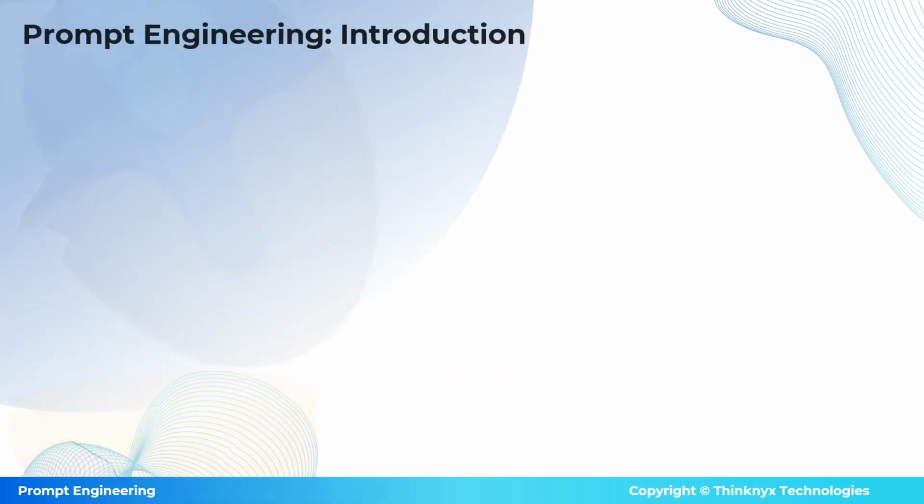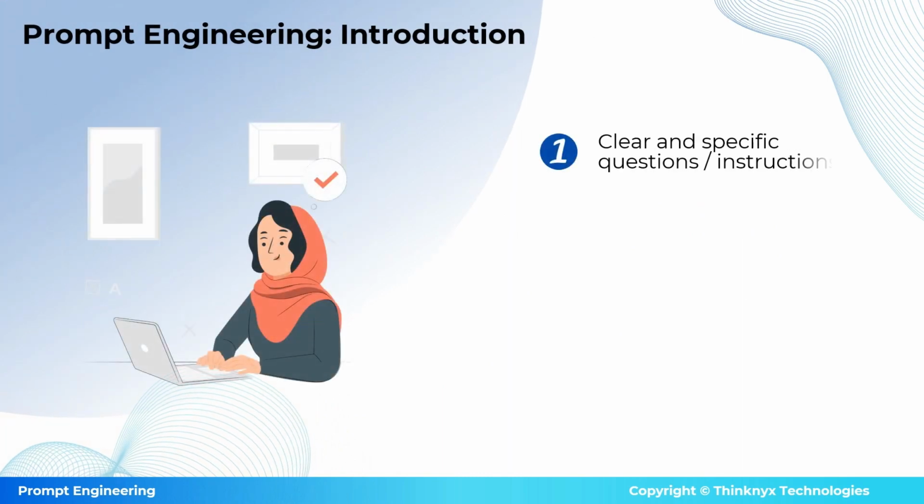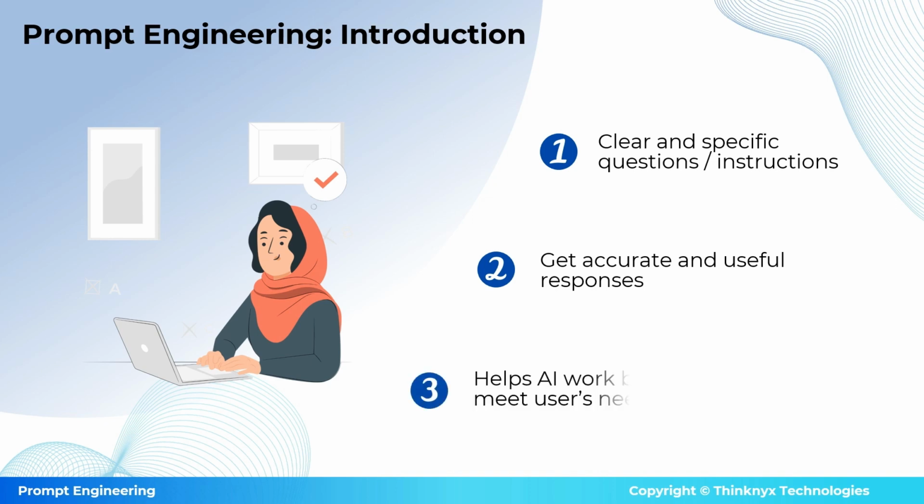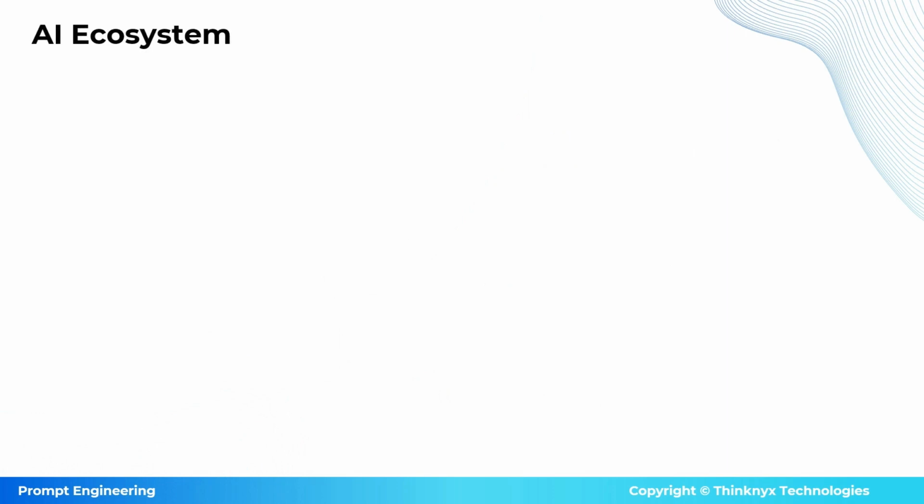Prompt engineering means creating clear and specific questions, queries, or instructions for AI models. The goal is to get accurate and useful answers or responses from the AI. It's important because it helps AI work better and meet the desired requirements of users. However, the origin of this term raises a question. To comprehend this, it's essential to delve into the broader AI ecosystem where it is situated.